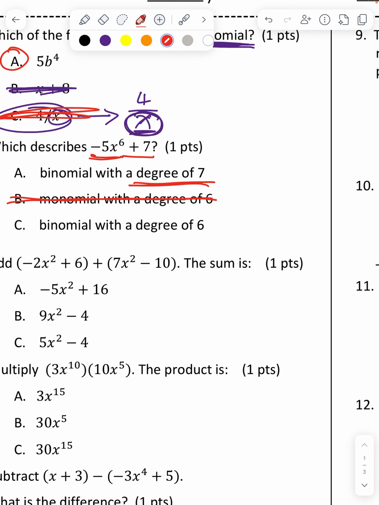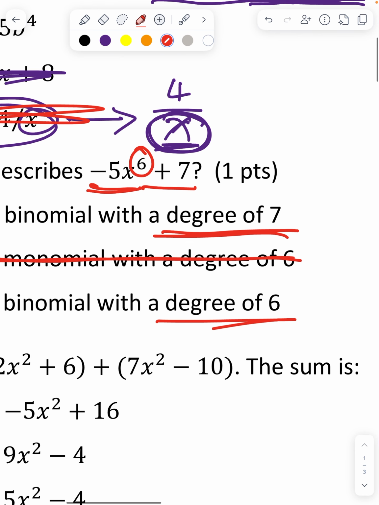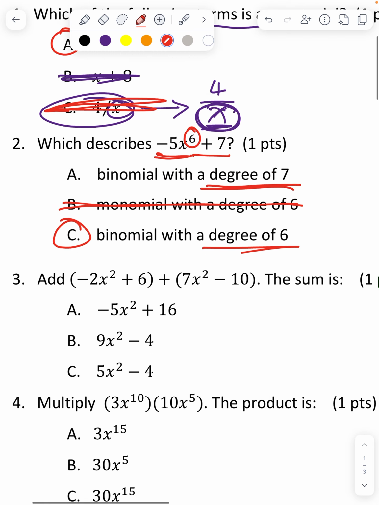Here we have a degree 7. Here we have a degree 6. Degree means the power of the variable, which is 6. So the only correct answer is C. Binomial means two terms with degree of 6. That means the x has the power of 6.